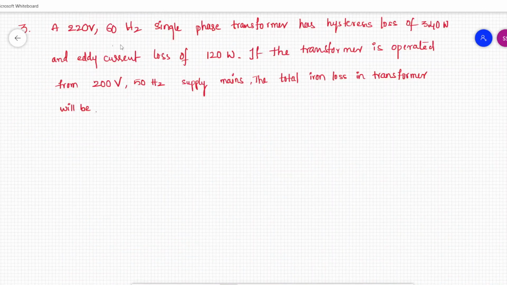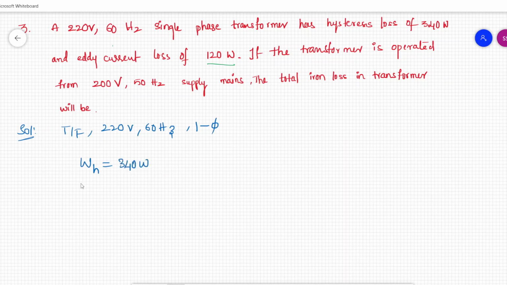A 220 volts 60 Hz single phase transformer has hysteresis loss of 340 watts and eddy current loss of 120 watts. If the transformer is operated from a 200 volts 50 Hz supply, the total iron loss in the transformer will be? So we are asked to find the total iron losses. We have a transformer of 220 volts 60 Hz single phase, hysteresis loss is 340 watts, and eddy current loss is 120 watts.